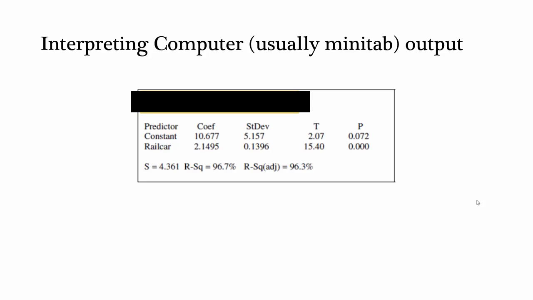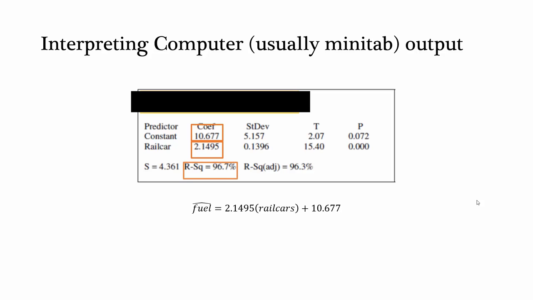What if that was blacked out? We could actually still write the regression equation given some of these values in the table. So let's look at this. The coefficient for the number of railcars, the number that you're multiplying the number of railcars by in your equation, that is the slope. So 2.1495, that's the slope. And the constant coefficient in the equation is the y-intercept. So those two values right there, the slope and the y-intercept, that's all you need to write your regression equation.